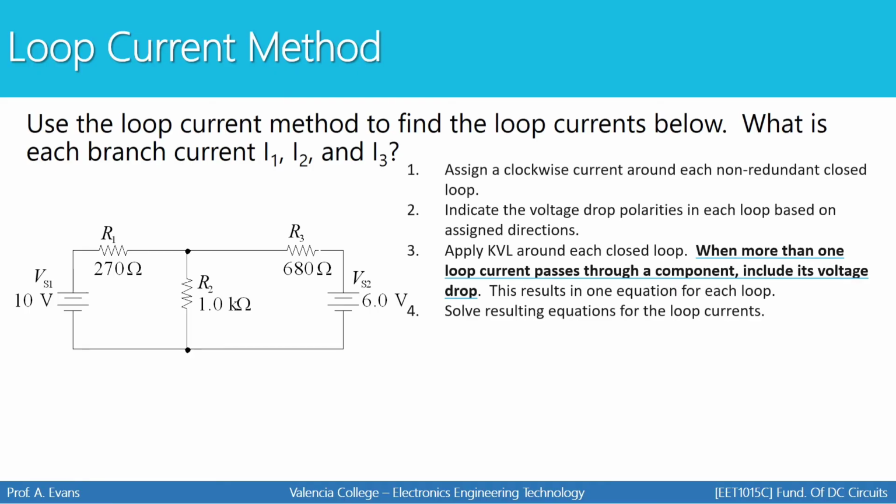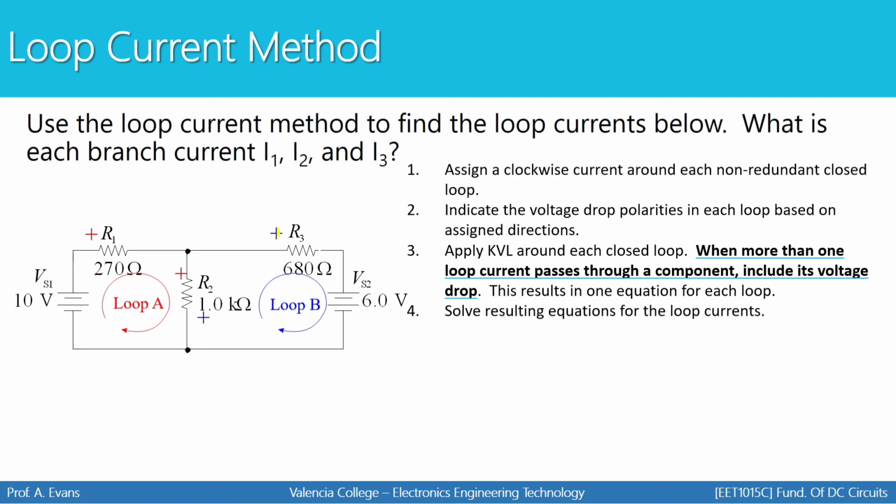So to begin, here's a recap of the steps for the loop current method. We have to start by assigning a clockwise current around each closed loop. There are my two loops, loop A and loop B. We also have here the polarities for each resistor. Here's the positive side for this loop. Notice that loop B flows this way. So when we have loop B, R2 has a positive here and a positive here.